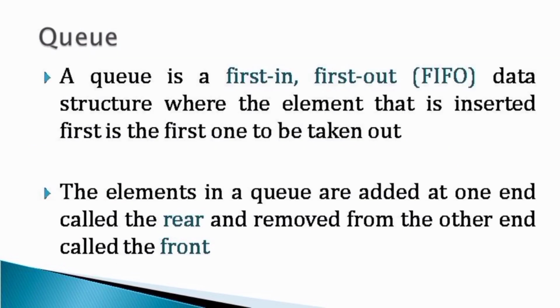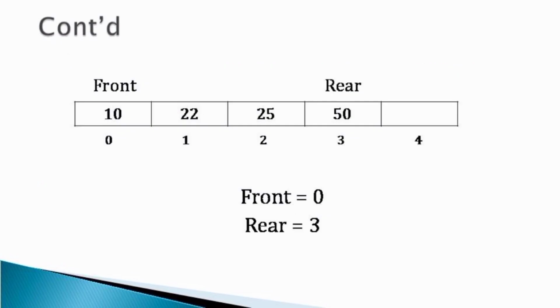Queue follows first in first out structure. Here, the element which is inserted first is the first one to be processed and taken out. In queue, insertion can be done at one end called rear and deletion occurs at the other end called front. At the beginning, when the queue is empty, both rear and front are 0. When one element is inserted into the queue, rear is incremented by 1 and points to the next empty position. When deletion is done, the value of front will be incremented by 1.